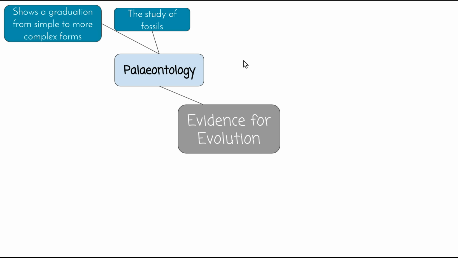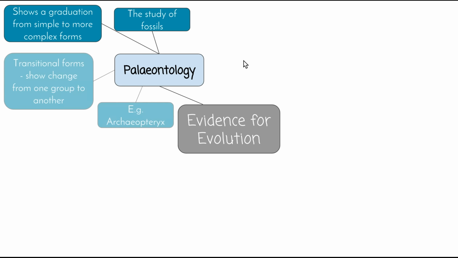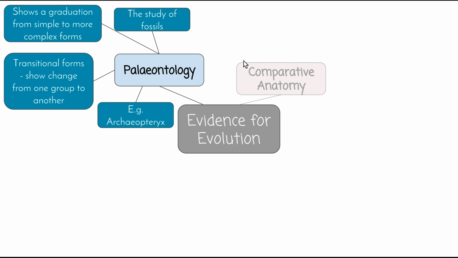Paleontology is the study of fossils, which helps to show a graduation from simple to more complex forms in our organisms. So when we have a look at the rock layers, the simple organisms, unicellular, really basic organisms are in the really low levels of the rock layers, right through to our really complex multicellular organisms up in the upper layers. We have transitional forms that show changes from one group to another, and one example of this is the Archaeopteryx, which I'll go into more detail in a second.